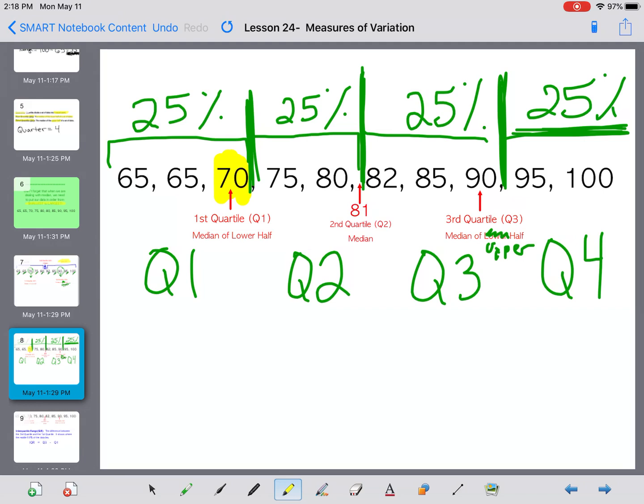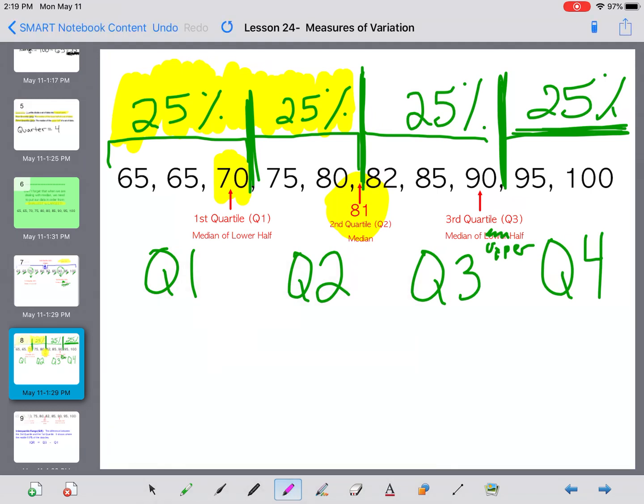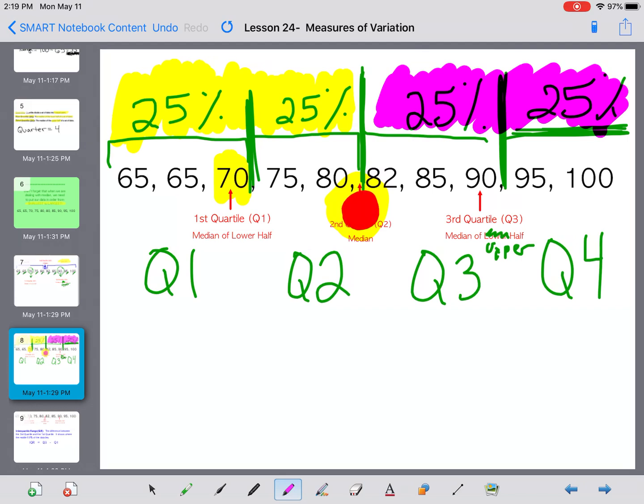In quartile 2, we could say that, actually, you guys can combine this. Quartile 2, what that means is that 50%, because 25% and 25%, 50% of our temperatures fall under 81 degrees. On the other hand, if I use a different color, I could even say that 50% of our data, or 50% of the temperatures, are above 81 degrees.